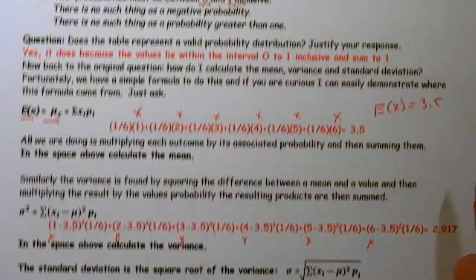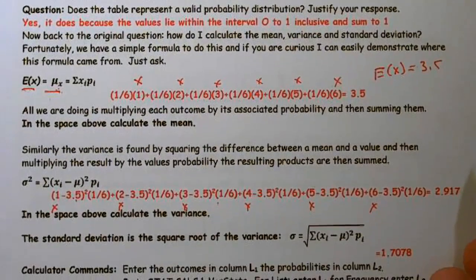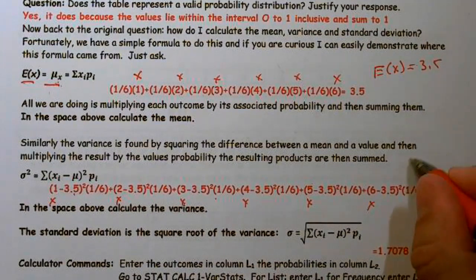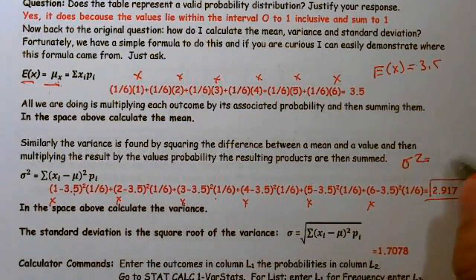And when we sum that up, we can go through all the calculations and we end up getting 2.917 as our variance. And remember, the variance is just the standard deviation squared. Now, if I take the square root of that, I get the standard deviation.